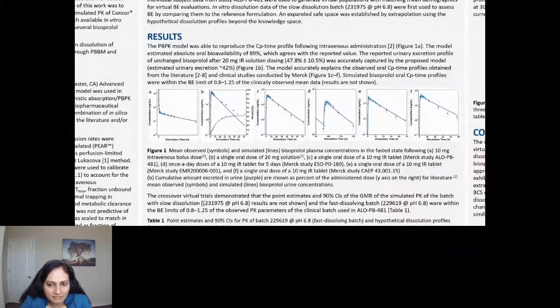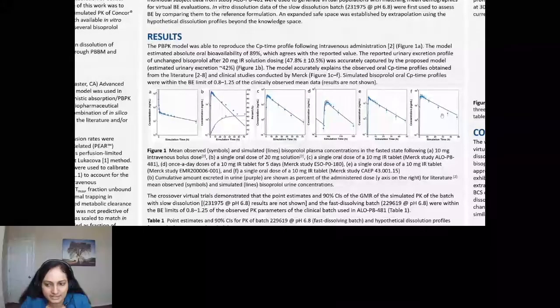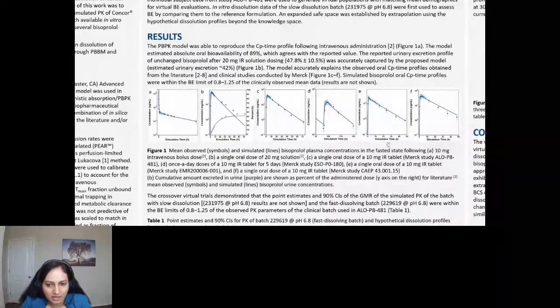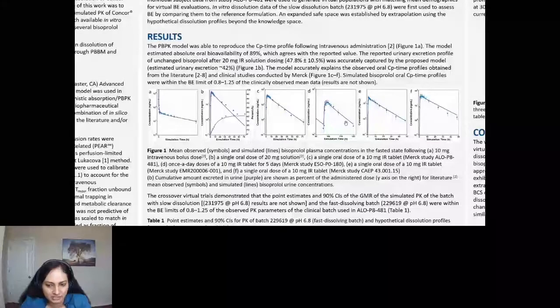So once we had the robust underlying PBPK model, we applied this model to the clinical data sets of Merck as a part of model verification. And you can see from figures C to F, the model nicely describes the observed plasma concentration time profile for bisoprolol from 4 clinical studies that were conducted by Merck. And you can see the model also matches nicely the multiple dosing data from one of the studies, as shown in figure D.